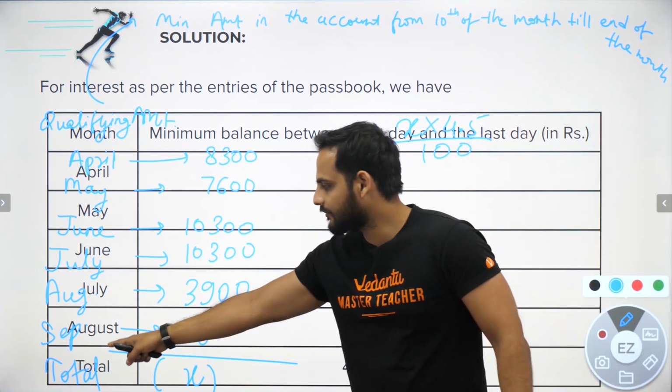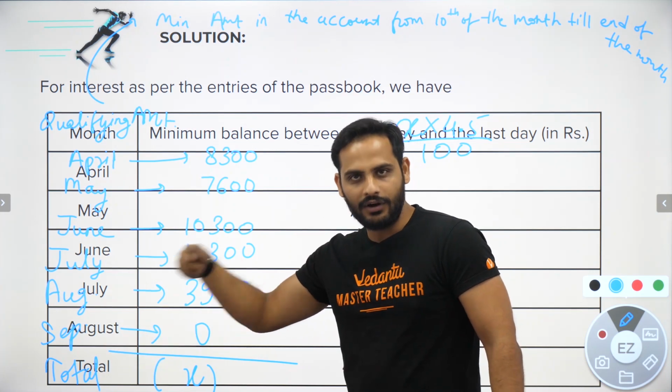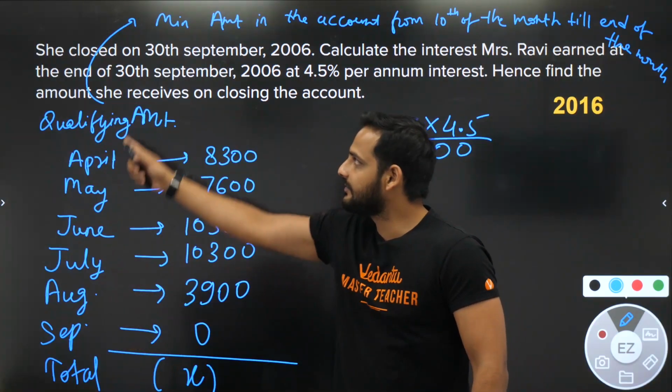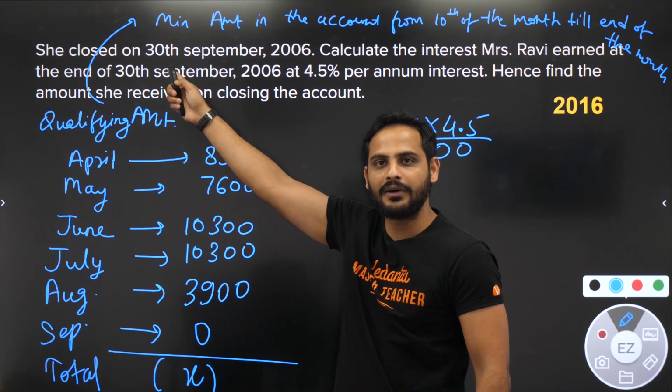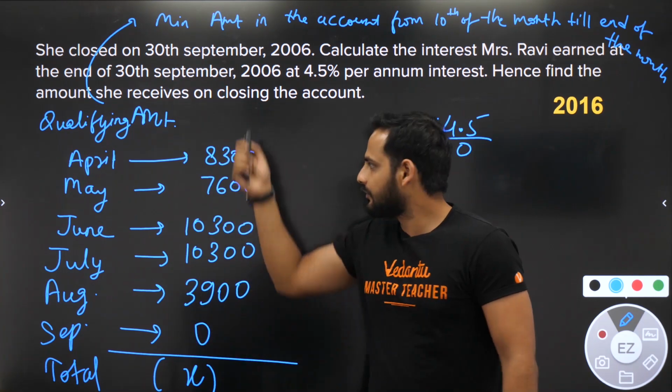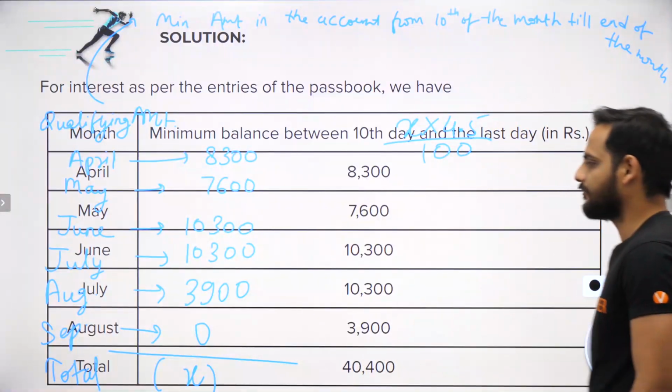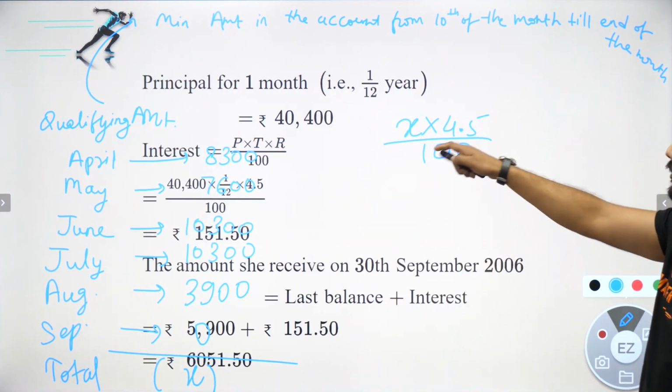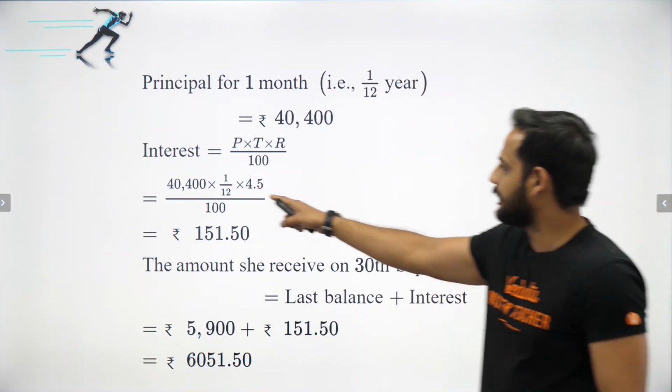See, after August, we have not written September. Why it is not written, I have told you: since she has withdrawn the amount on 30th of September, for that month the minimum balance is 0, so no need to give any interest. So the sum of all will be 40,400. Now on this 40,400, calculate the interest.